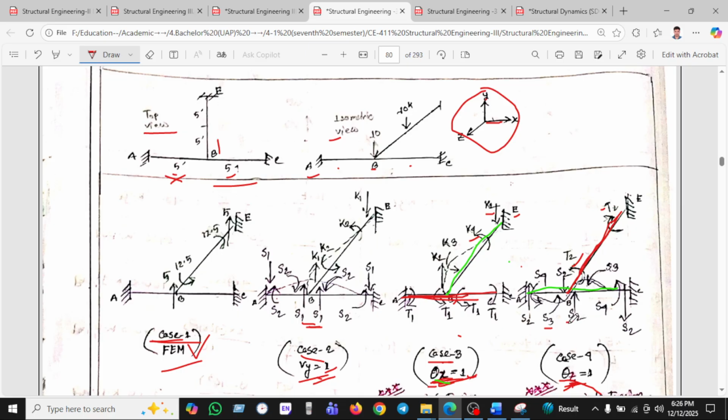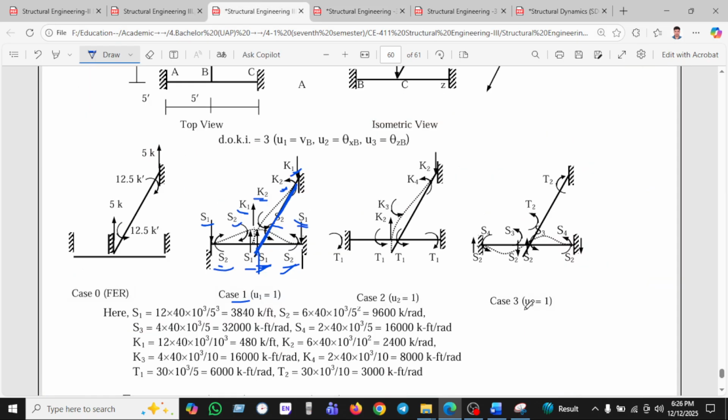Okay, so we have seen here S2 is upward and S3 is the opposite direction. In the same way, S2 is downward, and the far end S2 is the opposite direction, and the opposite direction will be S4. The far end S2 is the opposite direction of this S2, and S4 will also be opposite. And these are the torsion. Here are T1 and T2.